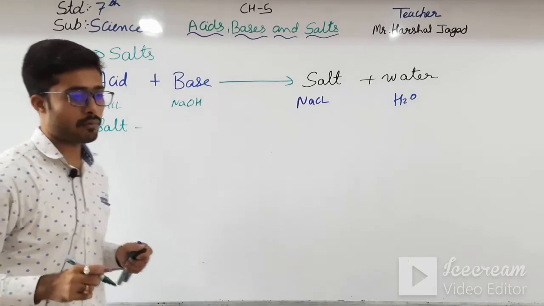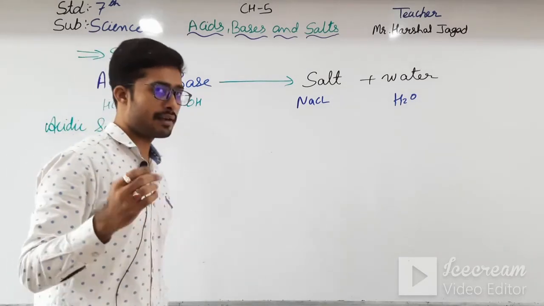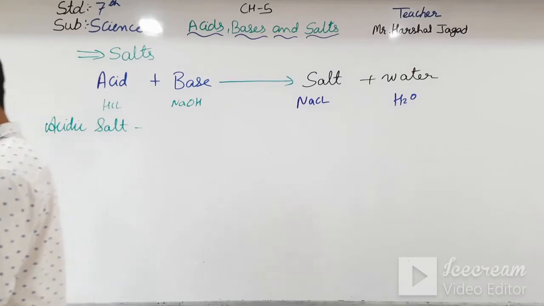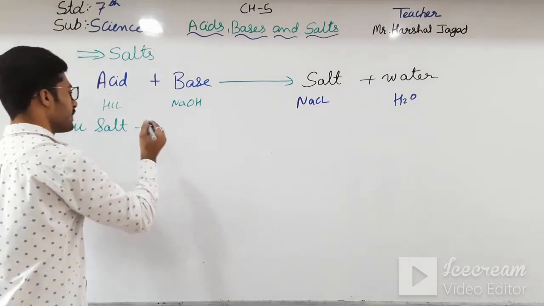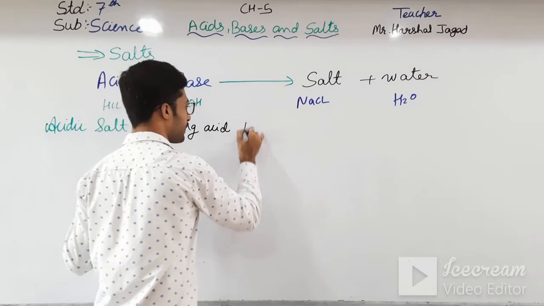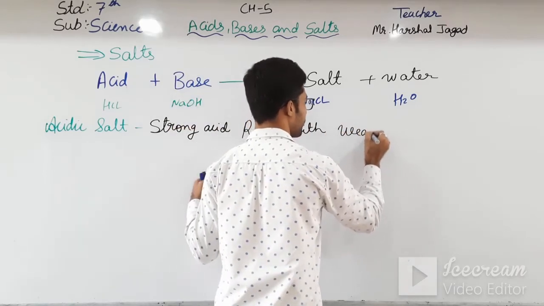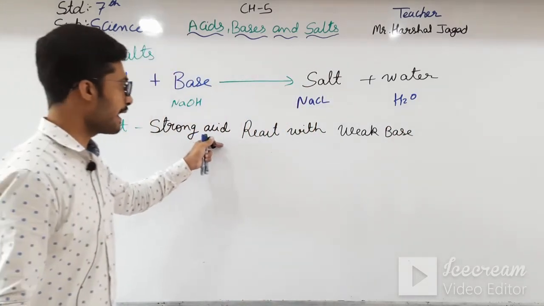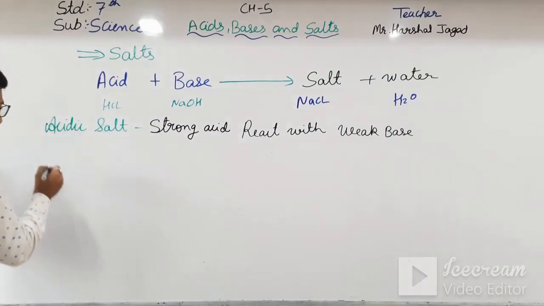So in acidic salt, what have we seen? First of all, you speak that what is acidic salt. Okay students, I am giving you 10 seconds. I am writing: strong acid reacts with weak base is known as acidic salt. Strong acid reacts with weak base is known as acidic salt.